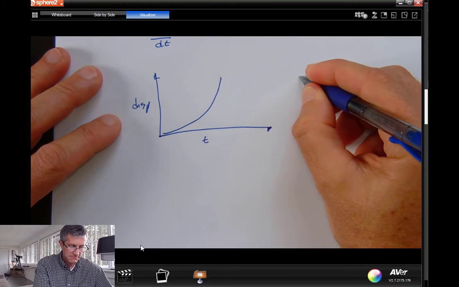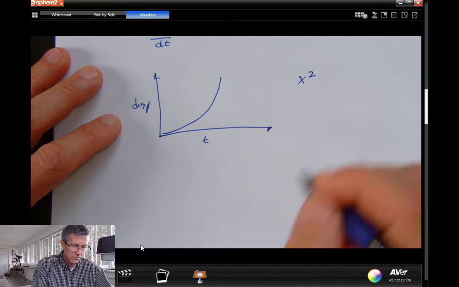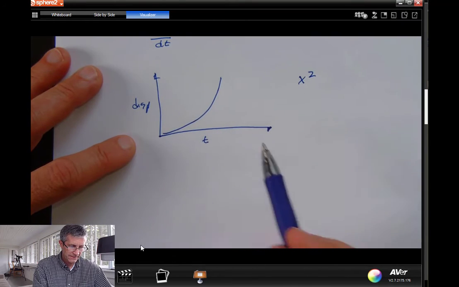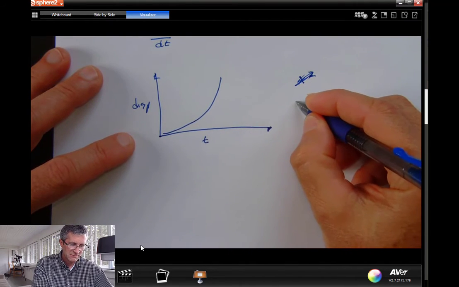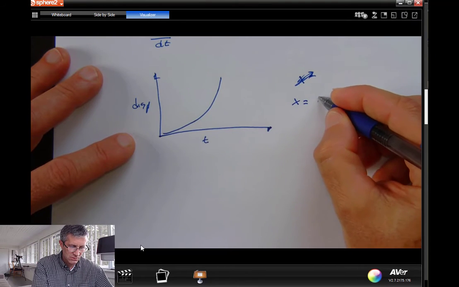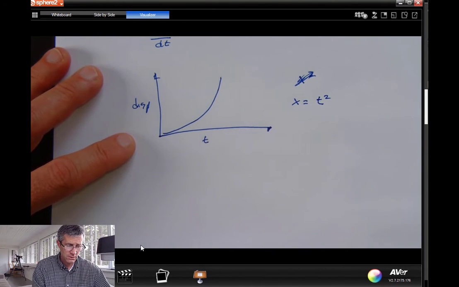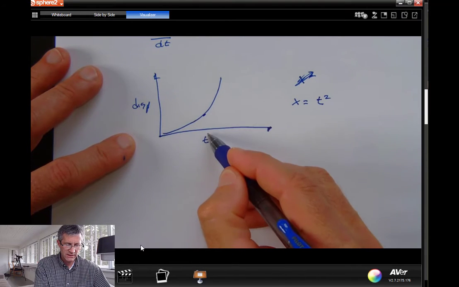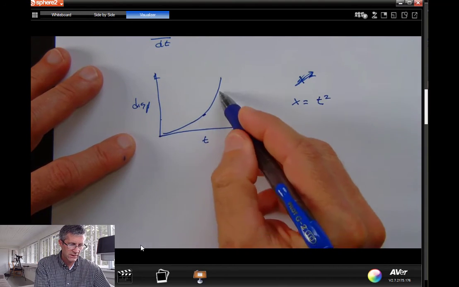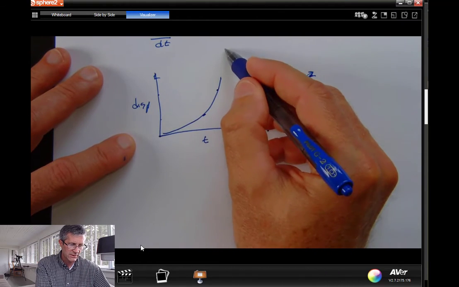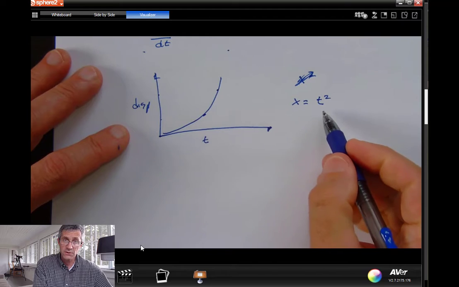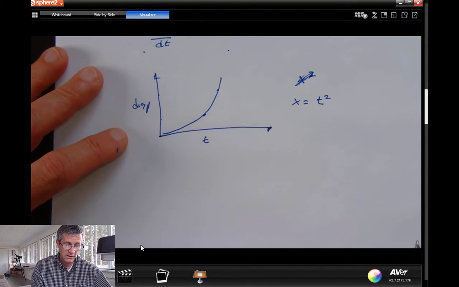If I was to represent position, it'd be related to the square of time. At this point here, I take time, I square it, and I get position. This point here, I take time, I square it, I get position. So this is a function that represents the relationship between displacement and time. And in this class, whenever you see a function, you want to be thinking about the derivative.